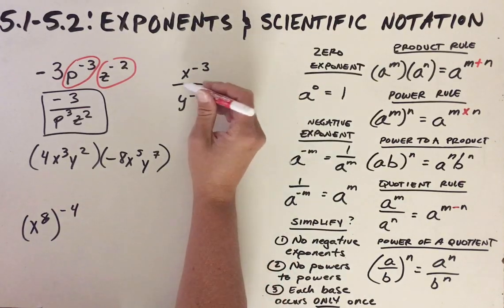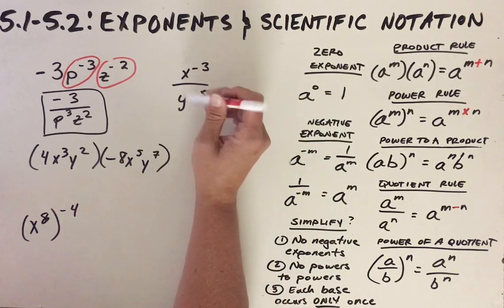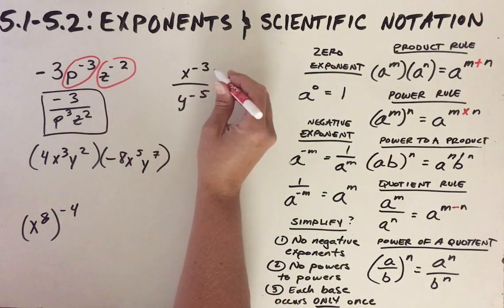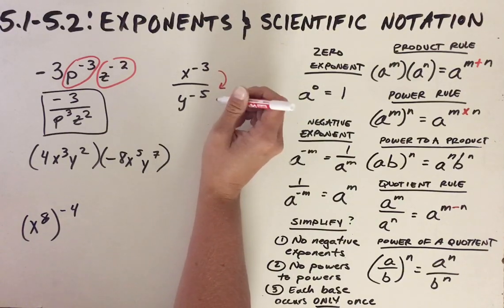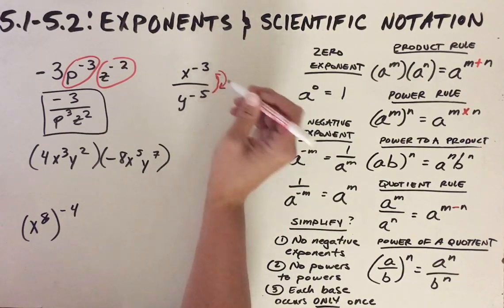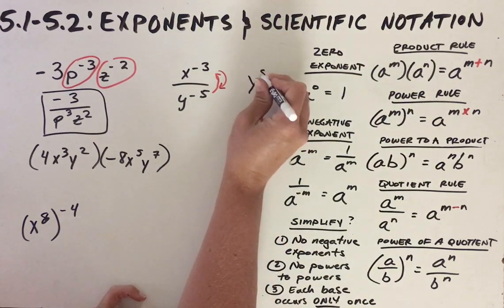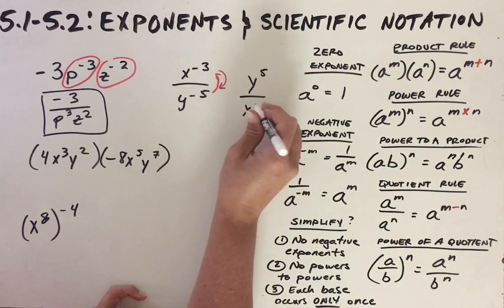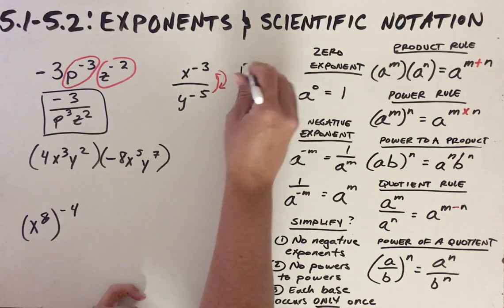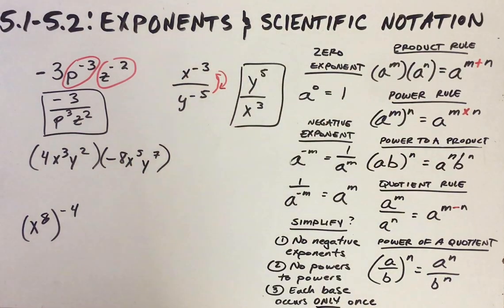Okay, same thing here. I can't combine any of these bases because they're different variables, just like these were different variables, but I want this x to be positive, so I'm going to say, nope, dude, go downstairs. And I want y to be positive, so I'm going to tell him to go upstairs. So I will get y to the 5th over x cubed. Okay, so that is simplified.